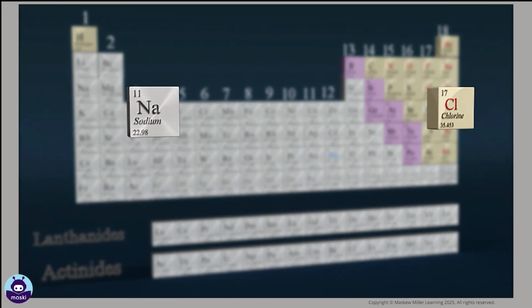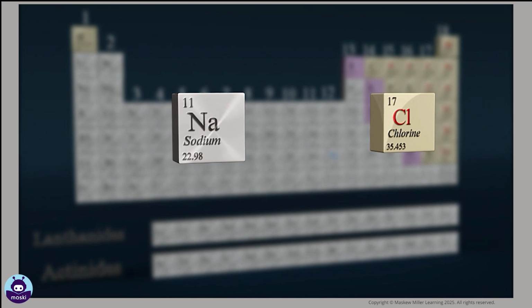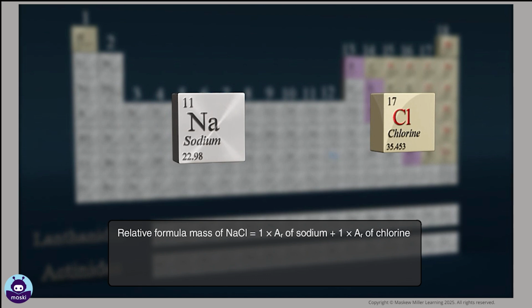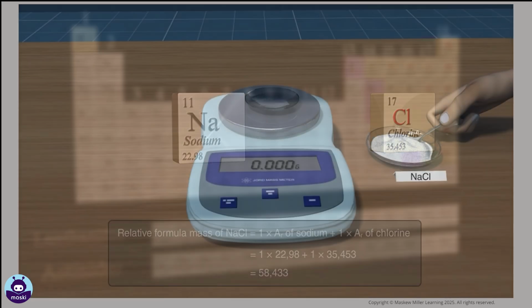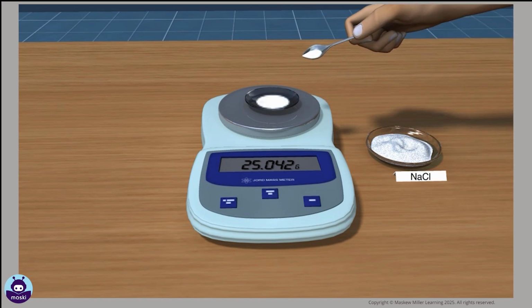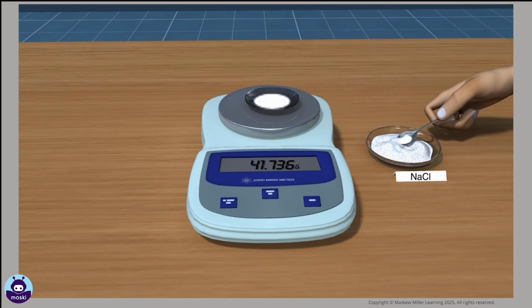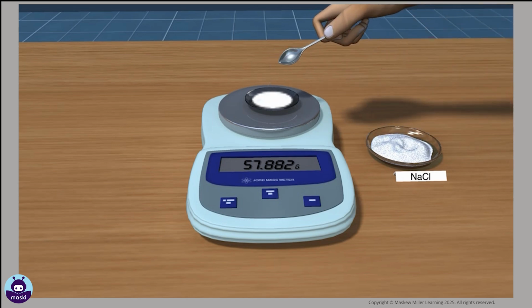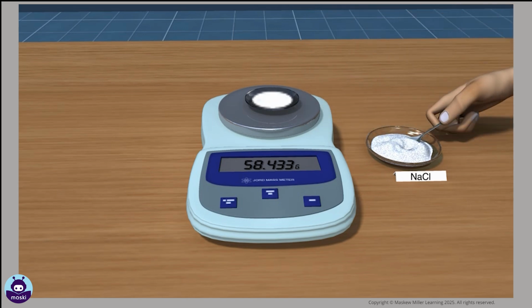1 mole of solid sodium chloride has a mass in grams that is equal to its relative formula mass. Relative formula mass of NaCl equals 1 times relative atomic mass of sodium plus 1 times relative atomic mass of chlorine, equals 1 times 22,98 plus 1 times 35,453, equals 58,433. The molar mass of sodium chloride is 58,433 gram per mole.